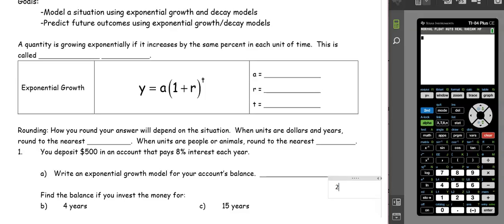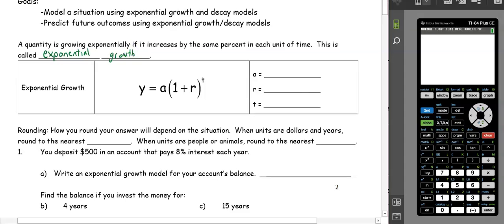This video is about modeling a situation using exponential growth and decay and predicting future outcomes using exponential growth and decay. A quantity is growing exponentially if it increases by the same percentage in each unit of time. This is called exponential growth.